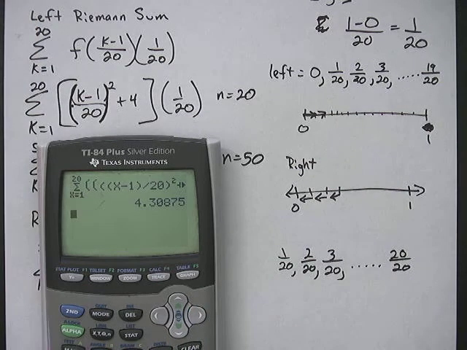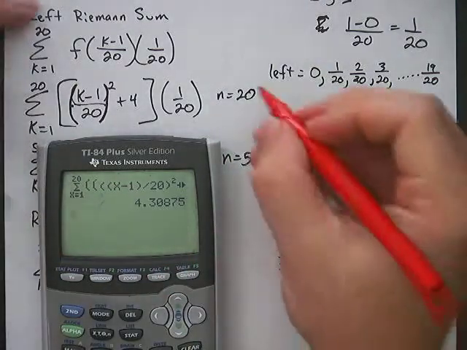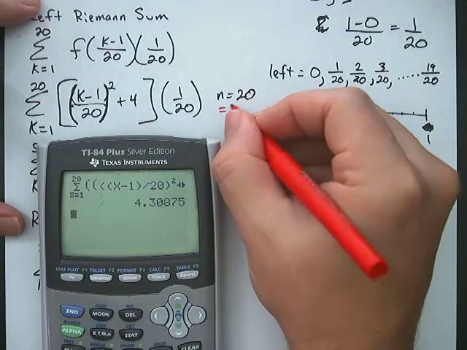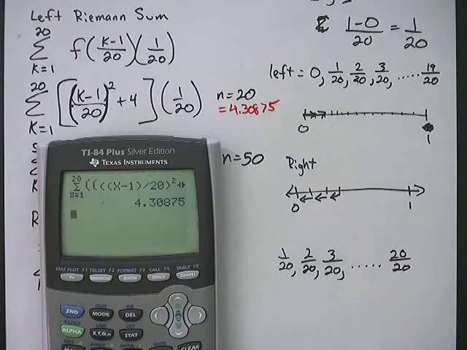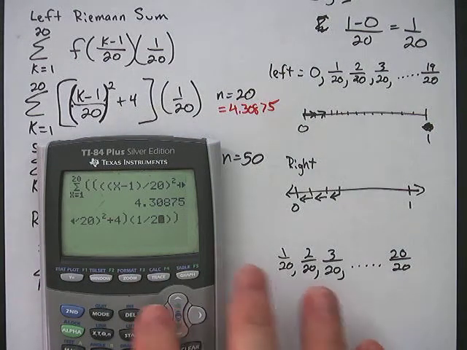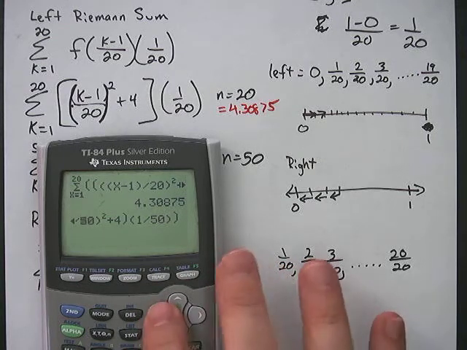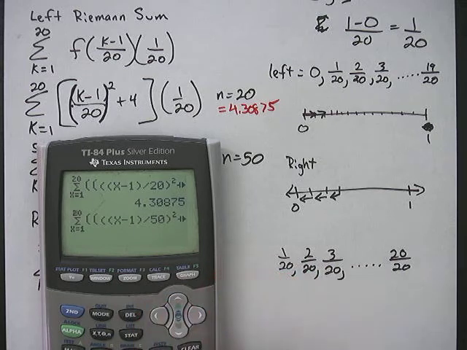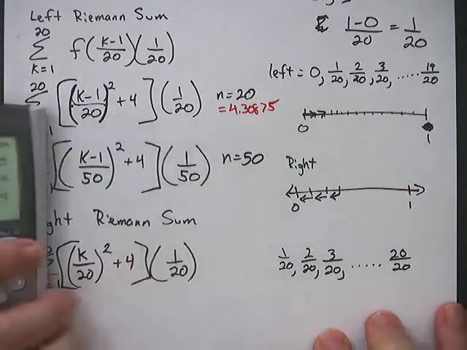And you get your answer with 20 subintervals. Okay, so let's put that right here. 20 subintervals gives you 4.30875. Okay, I can hit second enter if I want to just change the numbers. Change that to a 50, change that to a 50, and the top number to a 50, and hit enter. Okay, so 50 subintervals gives me 4.3234.